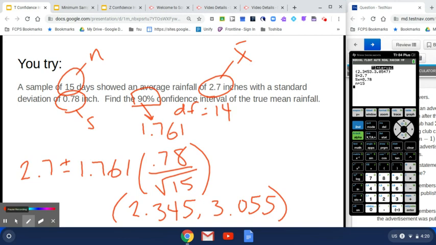I went ahead and used the graphing calculator to calculate the t interval, and I'm getting 2.345 to 3.055. So the interpretation, I am 90% confident that the true mean rainfall is between 2.345 and 3.055 inches.